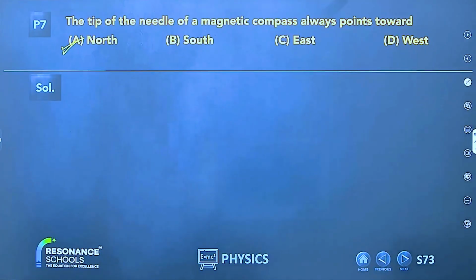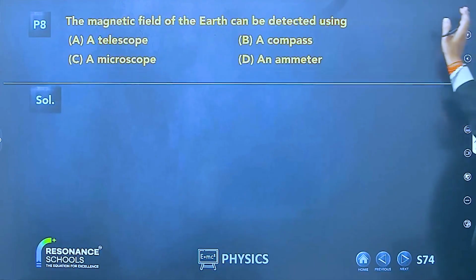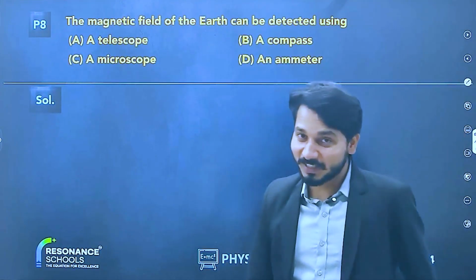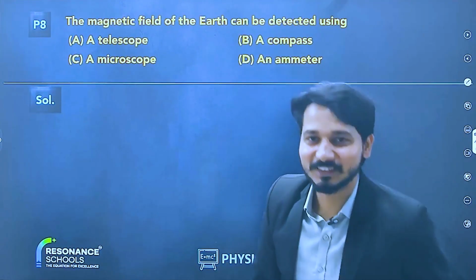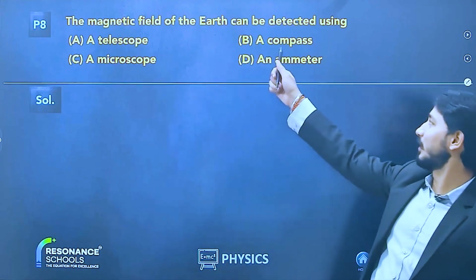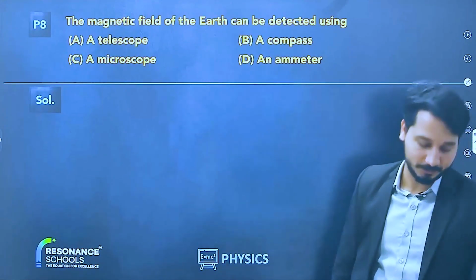Right? Clear? Okay. So moving ahead to the next question, and that is on the screen. The magnetic field of the earth can be detected using telescope, compass, microscope, or ammeter.